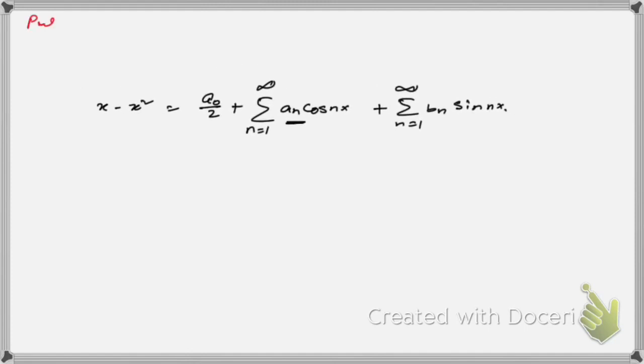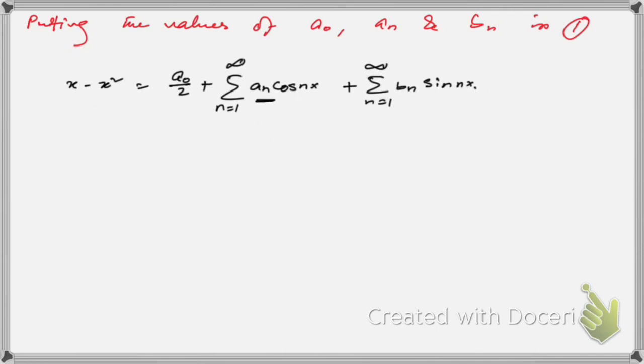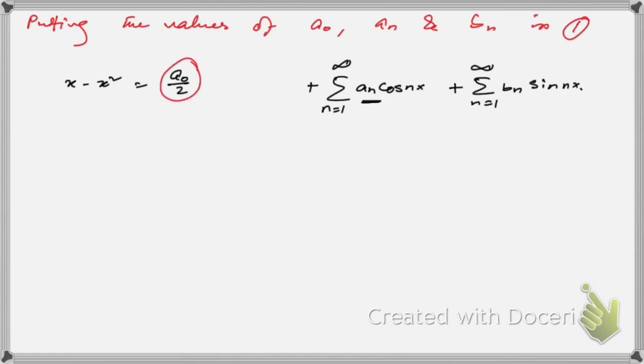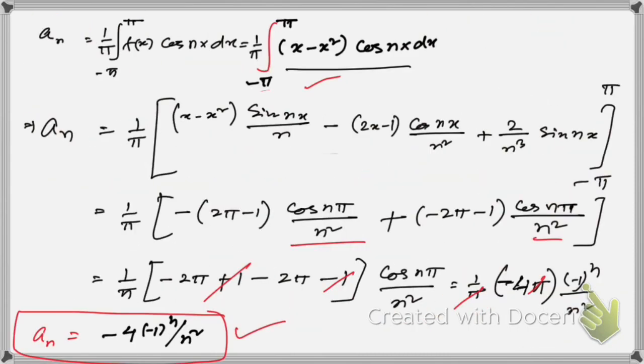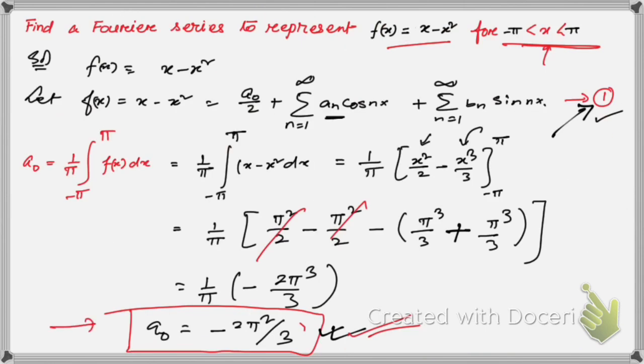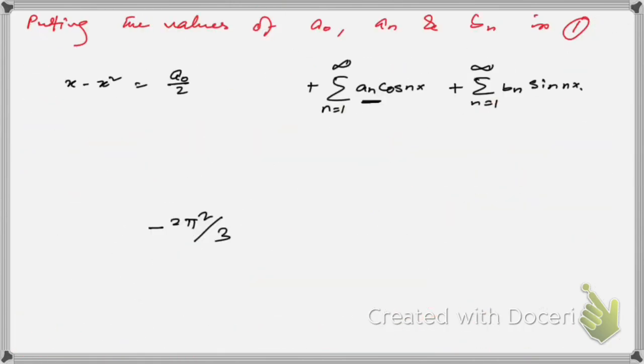Now let us put the values of a naught, an, and bn in equation number one. So if you do so, then what you will get? First let me use the value of a naught. Let me go to the first screen, so this is the value of a naught. Let me use this value of a naught here. If you put this value here, then you're going to get half of minus 2π squared by 3, that's what you're going to get.